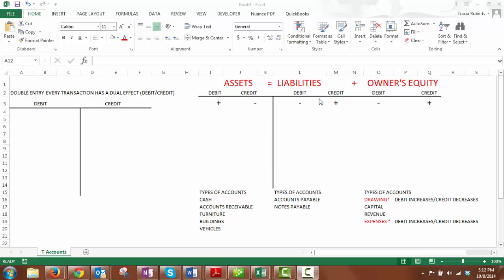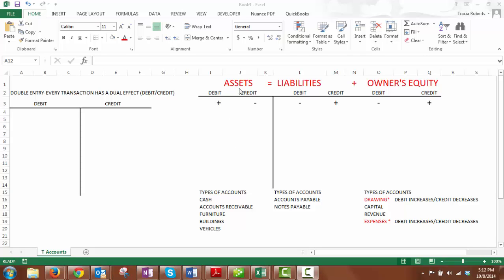So the overall T account to the accounting equation, one side, which is our assets, has debit and credit. Our liabilities have a debit and credit. And our owner's equity has a debit and credit side. So under that large T account, we have individual T accounts, which is what this is. You'll have those individual T accounts.